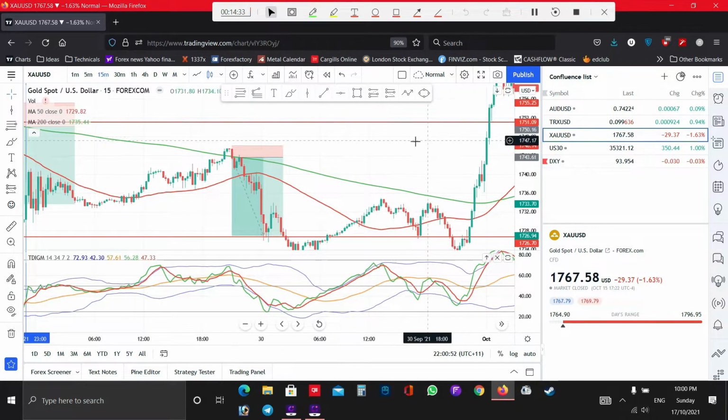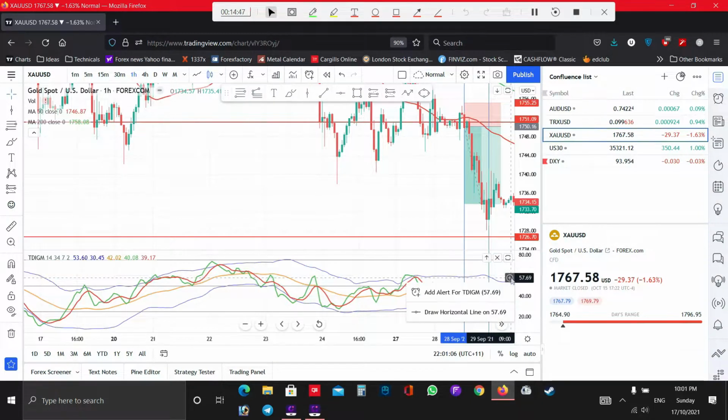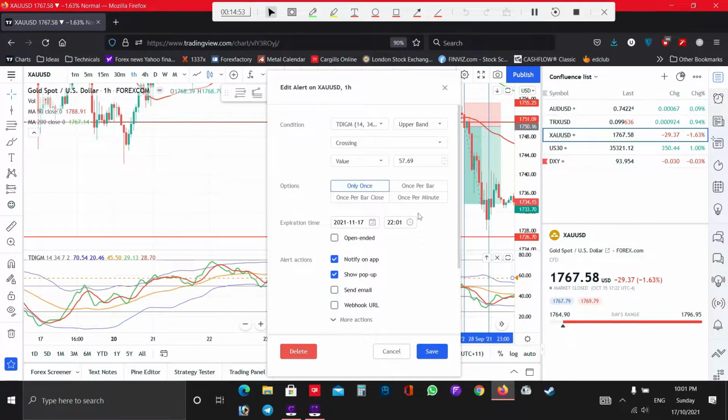Now, I would never recommend looking at charts all day. What I would do is go up to 1 hour, go to the dynamic index. On TradingView, you can do this. Just click somewhere, click add alert for dynamic index, and then double click that alert. Now you can change this from upper band to slow MA crossing dynamic index, fast MA. So every time a cross happens, you'll get an alert.